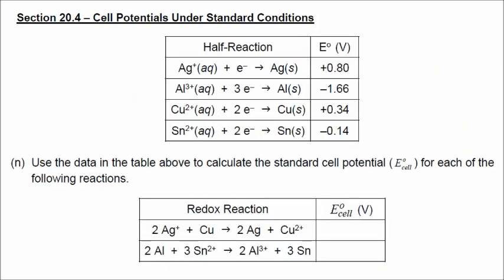All right, now we have 4 half reactions. Again, these are all reductions. And we have to come up with the standard cell potential for each of the following reactions. Our first example involves silver and copper.